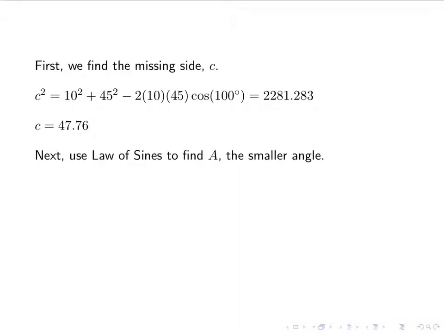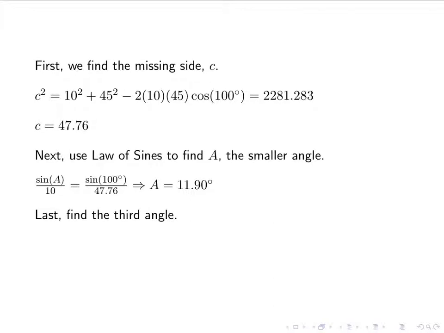Next, again, we'll use the law of sines to find the smaller angle. In this case, since C is already 100 degrees, I know that there can only be one angle that's obtuse, if there is one. So I know that A and B are both less than 90, but just to keep on the same track, I'm going to do the smaller angle anyway. So sine of A over a, which was 10, equals sine of C, which is 100, over c, which is 47.76. And again, to solve for A, I will multiply both sides by 10, and then hit it with sine inverse. And I get that A is 11.90 degrees. It's a fairly small angle.